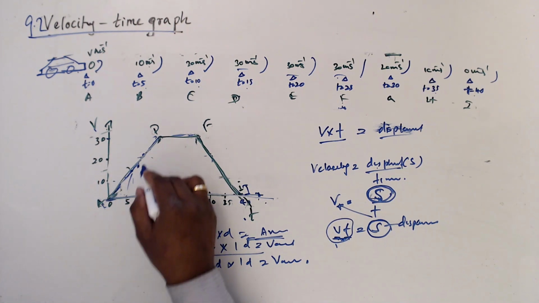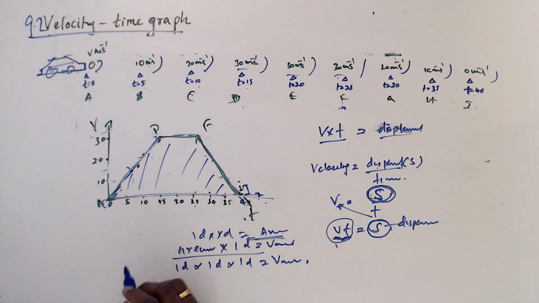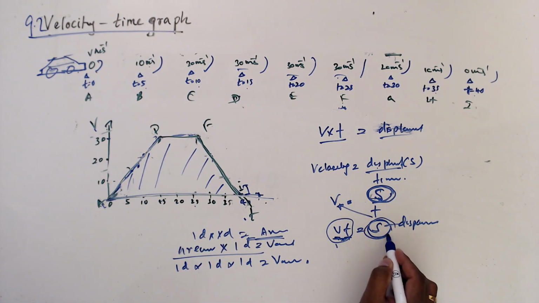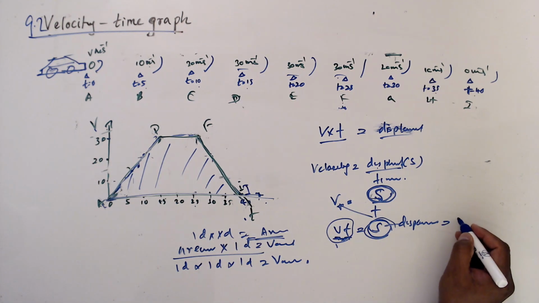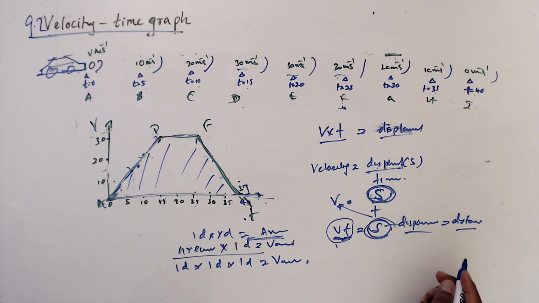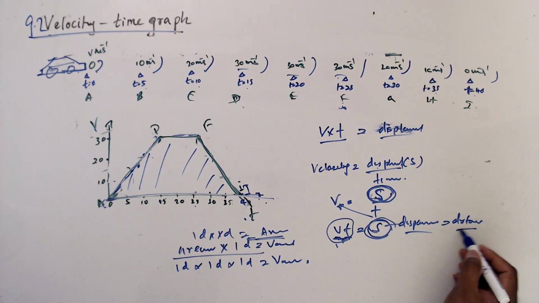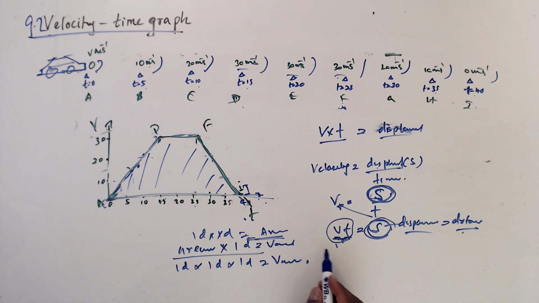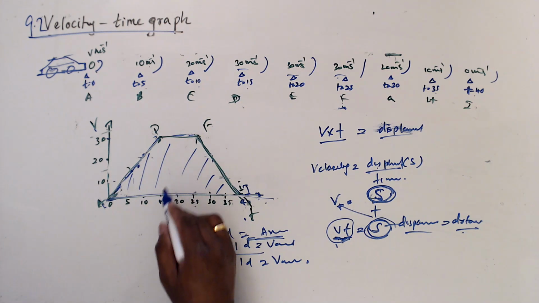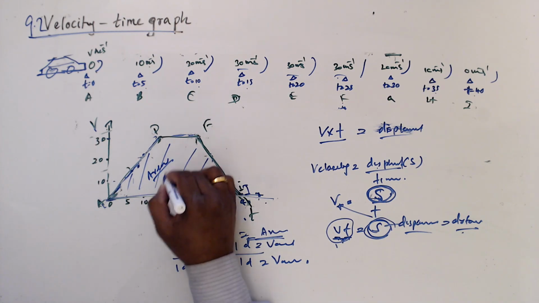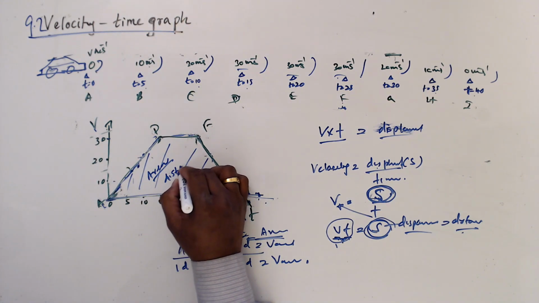So the area of the journey will give the distance. Here distance and displacement are going to be the same, but not always. The distance you can always get from the area of the graph. So area is the distance.